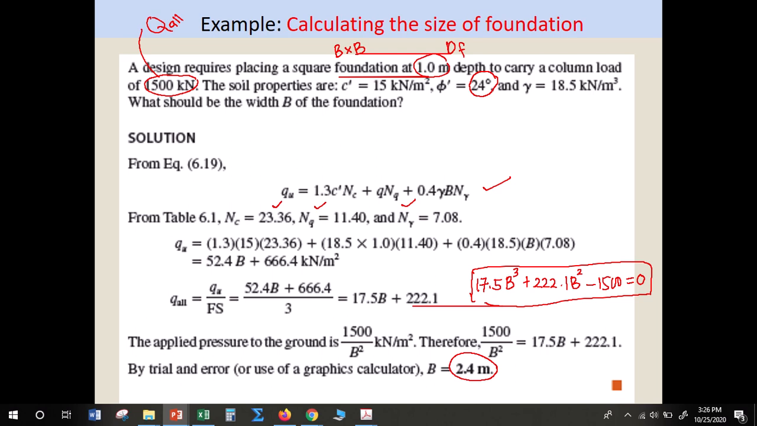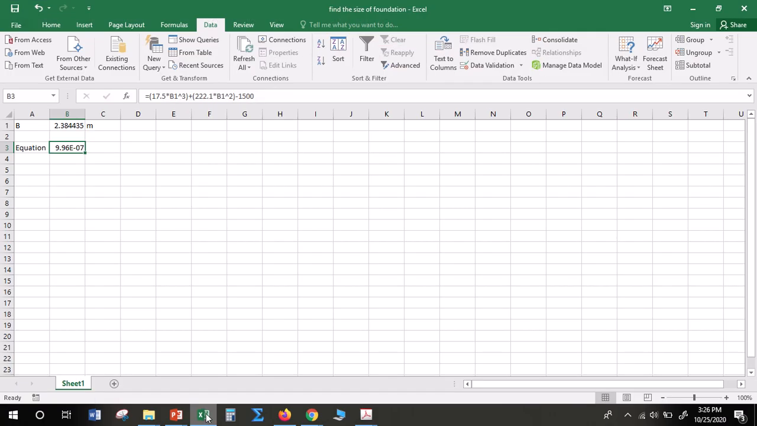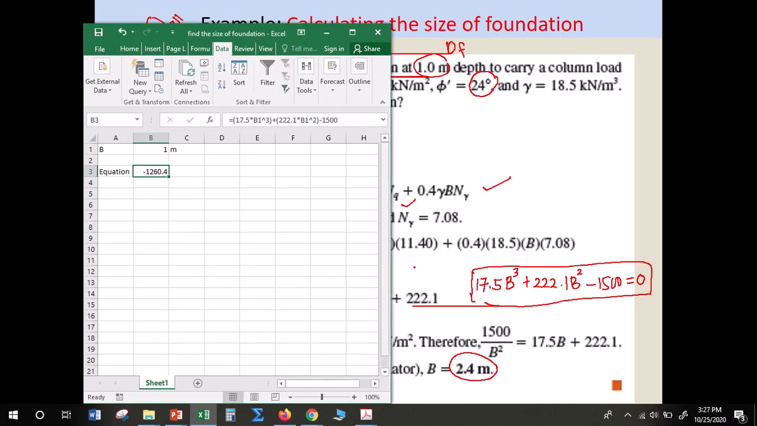By using Excel, it is very simple. This is the value of B. You put here, for example, 1, because you don't know the exact value for B, and then this is the equation: 17.5 B power 3 plus 222.1 times B square minus 1500. So if you use B equal to 1, you can get a negative value.